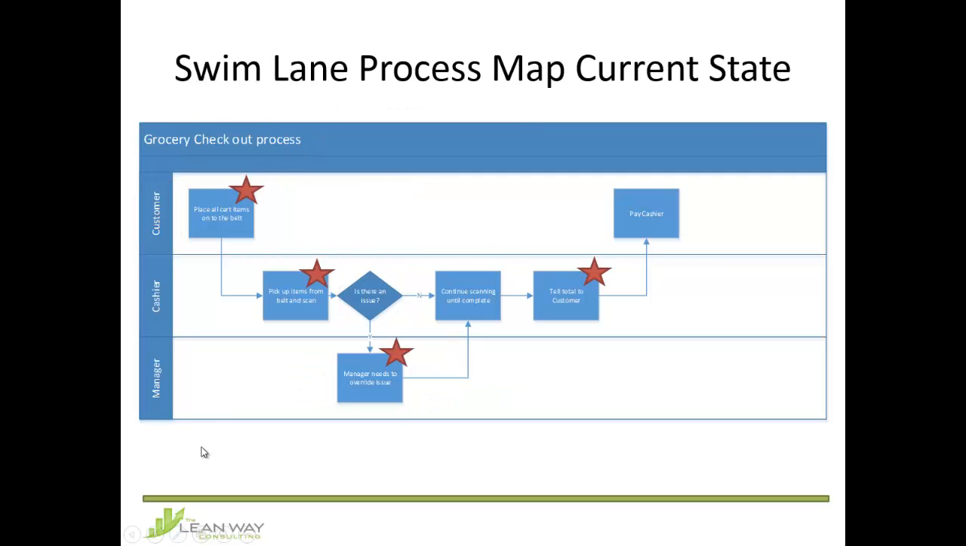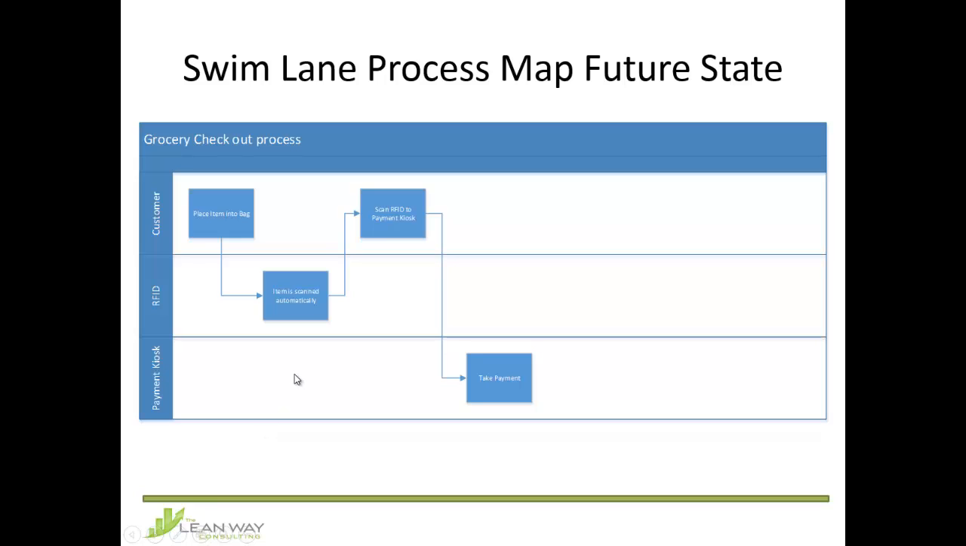So what we do is we can go through the process and identify areas that we think we can improve, which are marked by the red star. And then we can come up with a new process. And if you look on the side, there are three different items here. The customer is still there, but now we have RFID tags and payment kiosks.